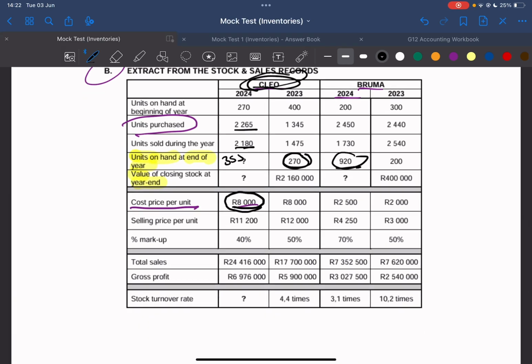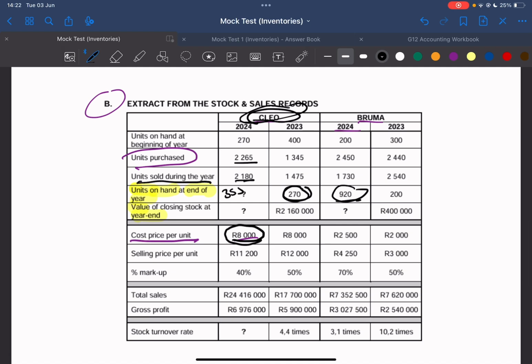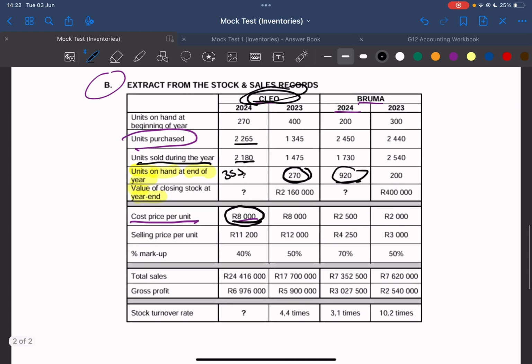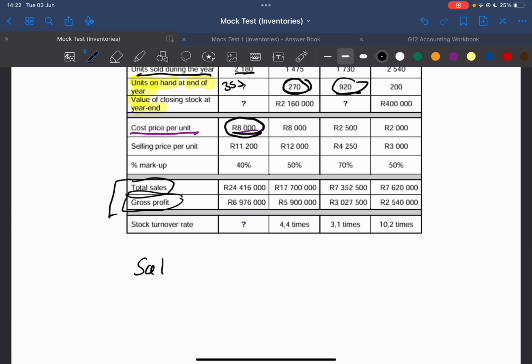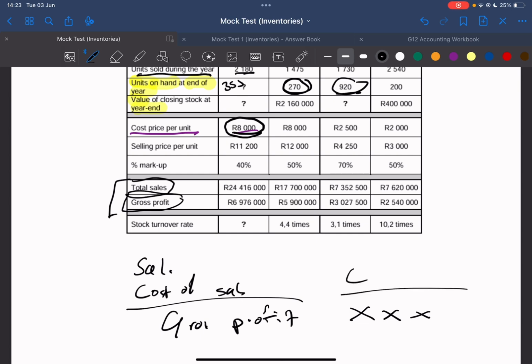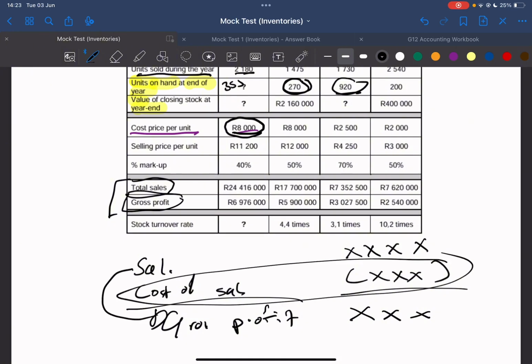So the cost of sale, you can calculate it by basically saying, here they gave you how many units they sold during the year. But another way you can calculate it, which is the easier one that I'm seeing now, is with the Clio, they gave you the total sales and the gross profit. And you know that when you say sales less cost of sales, you get your gross profit. So if we take our sales and subtract your gross profit, we'll get the cost of sale. That's one way we can do it.